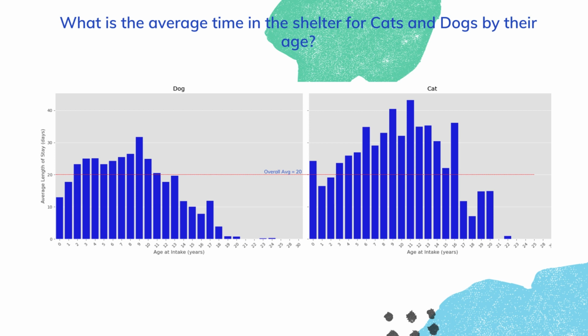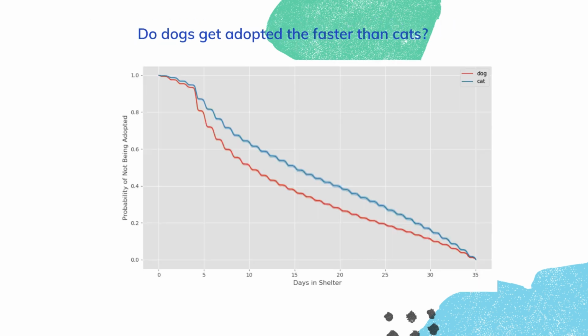While for dogs, it's between the ages of 2 and 11 years old, which are above the overall length, roughly around 20 days at the shelter. It's important to identify that for cats, or kittens in this particular case, the value of the average stay is above the overall average of 20 days. So that's worth investigating further in our analysis, or at a later date.